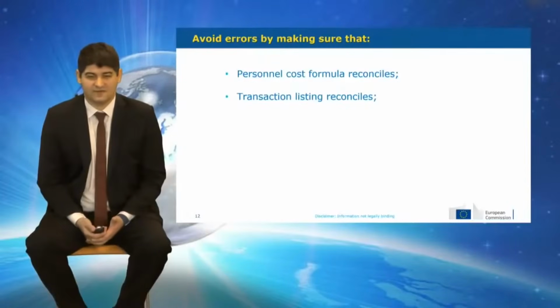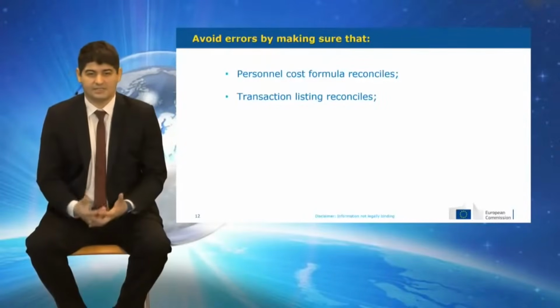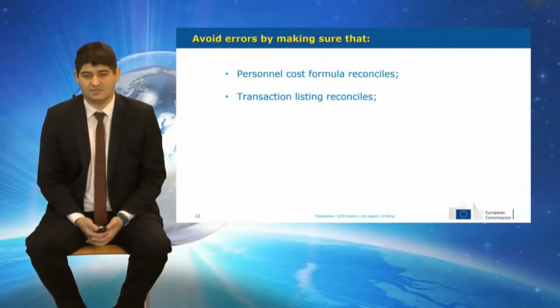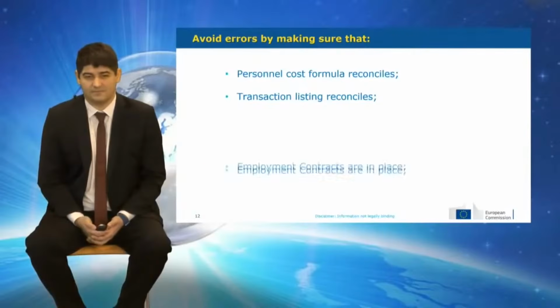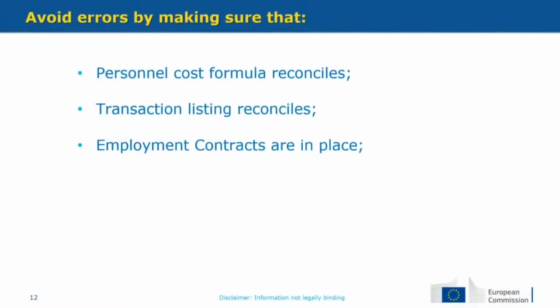Here, given the fact that often beneficiaries are taking extracts, what we call breakdown of cost, extracts of cost from the accounting system or project accounting system to declare this in the financial statements for Horizon 2020, there could be, let's say, some rows that are not taken properly or errors still that may happen there. Employment contracts are in place for employees, obviously.